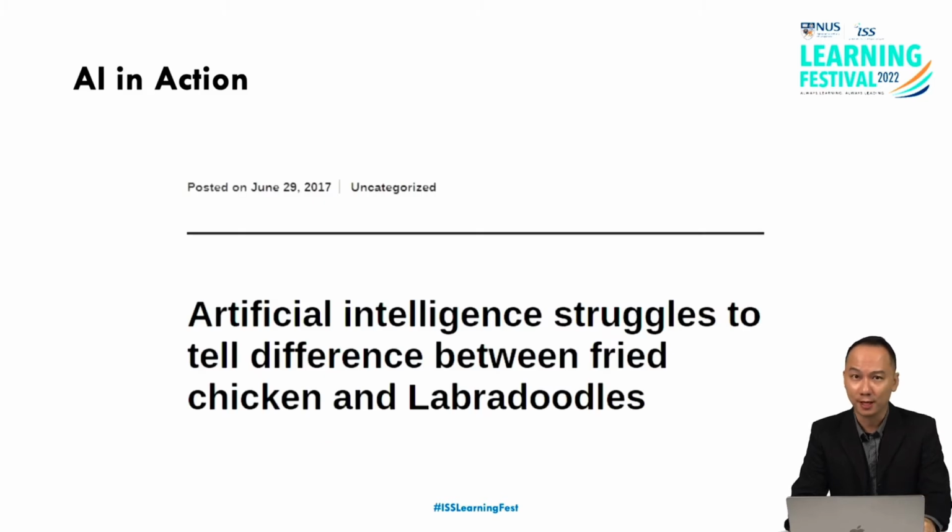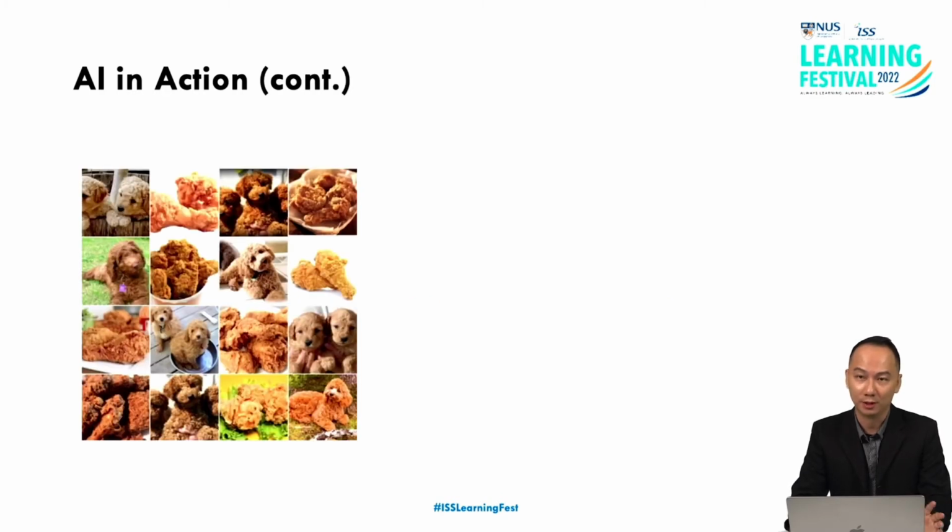Now, let's take a look at AI in real life action. So I have taken this particular screenshot. It's slightly dated, but the overall concept stays true. And it's titled, Artificial Intelligence Struggles to Tell the Difference Between Fried Chicken and Labradoodles. So I'm going to show you what that means.